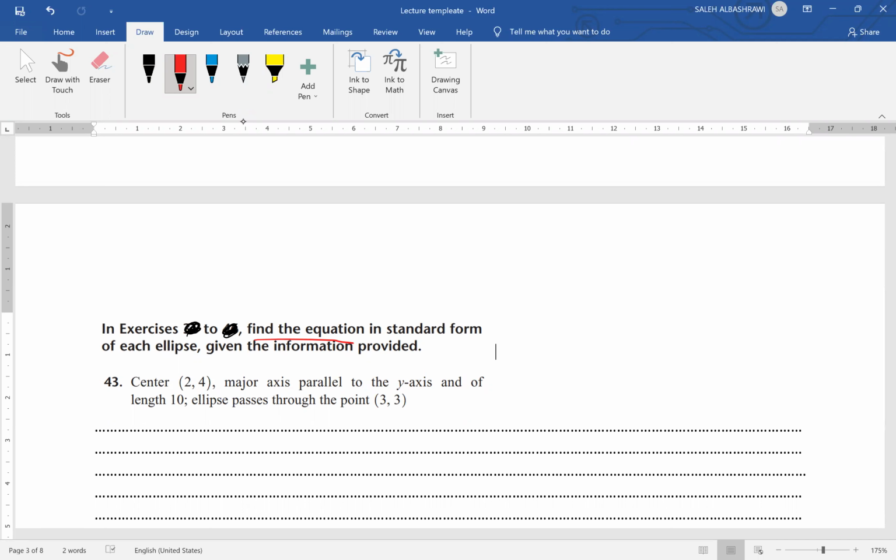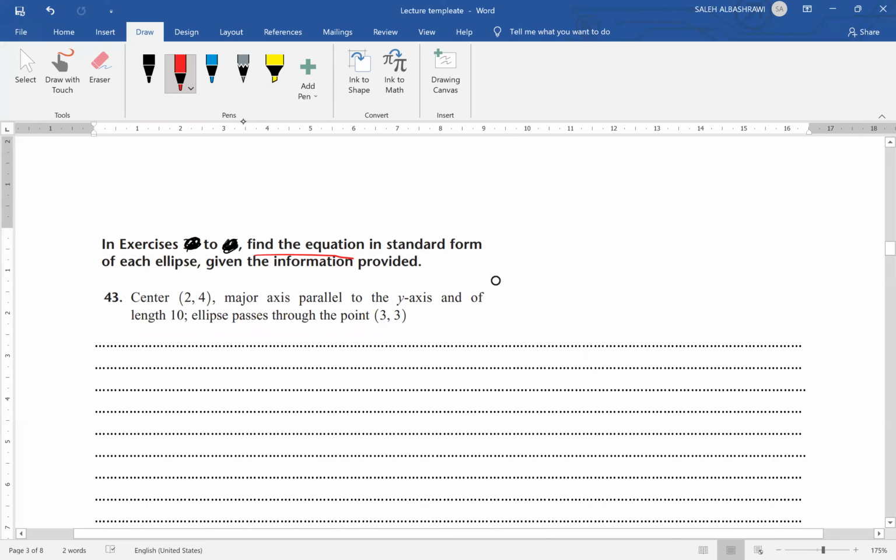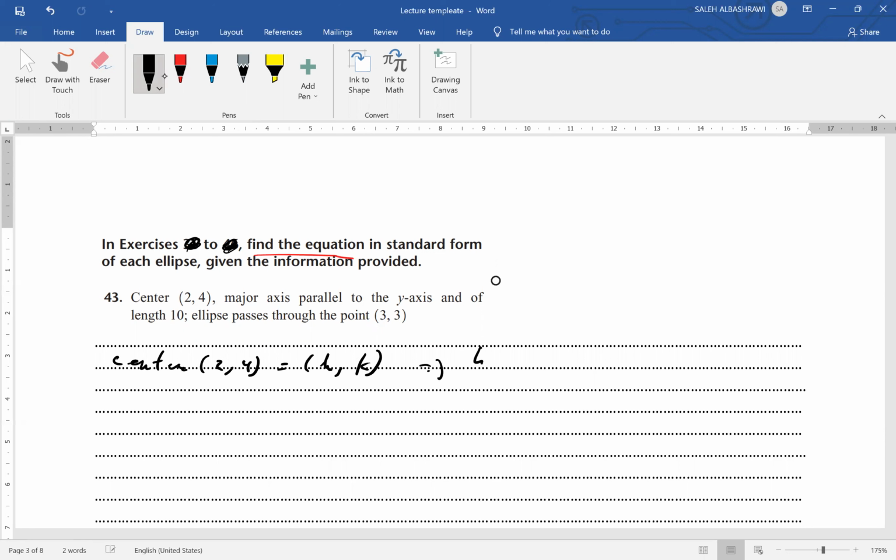In this example, exercise number 43, we are given the center is (2, 4). The major axis is parallel to the y-axis and of length 10, and the ellipse passes through the point (3, 3). So we are given the center there, 2, 4, and this is h and k. So we know that h is equal to 2 and k is equal to 4. And also we are given that the major axis is parallel to the y-axis.